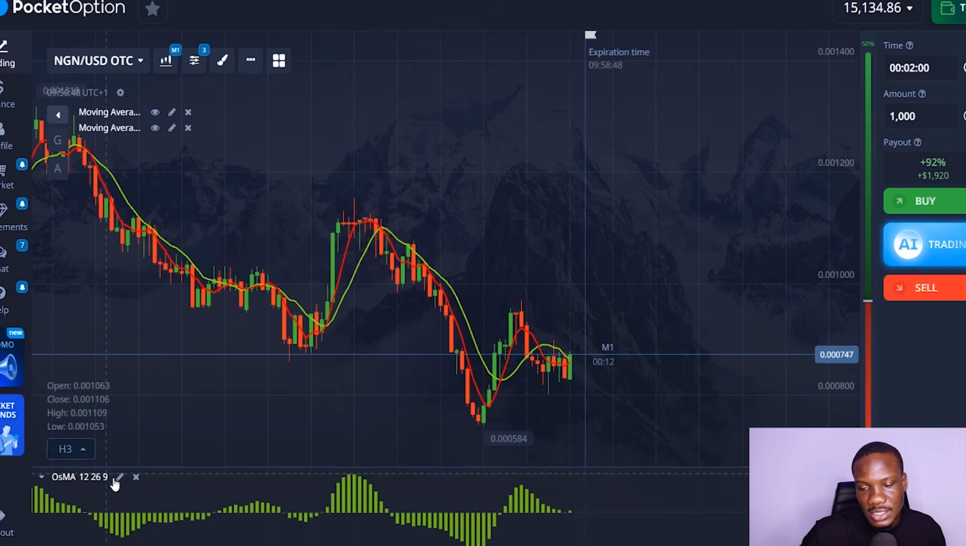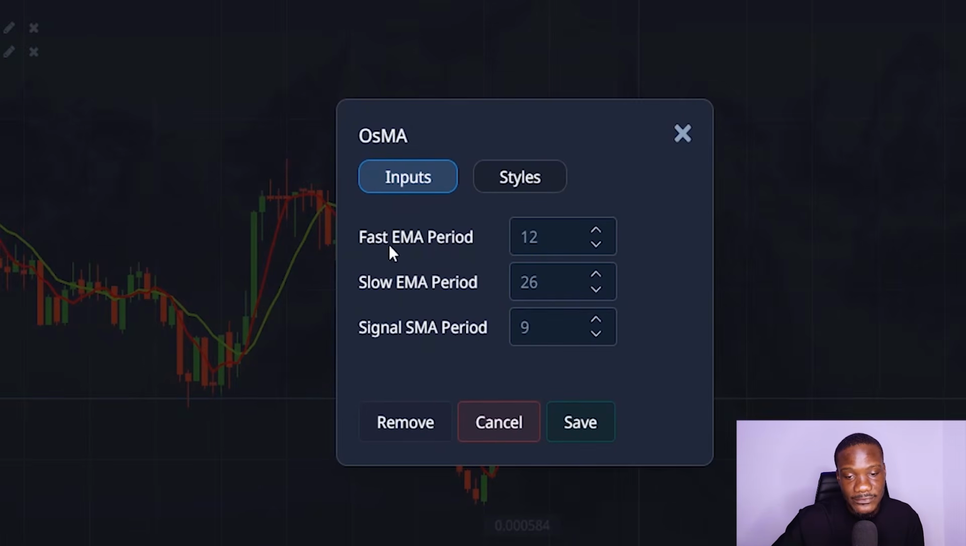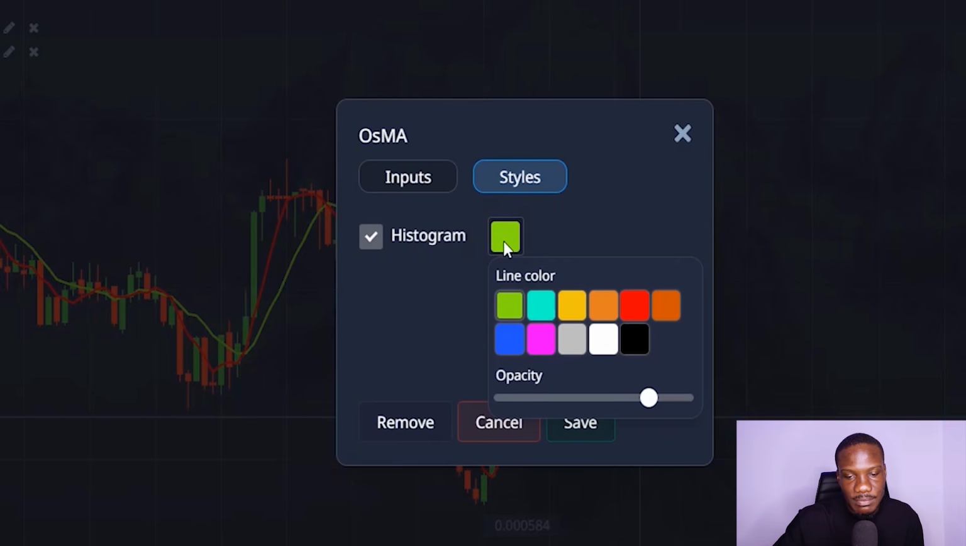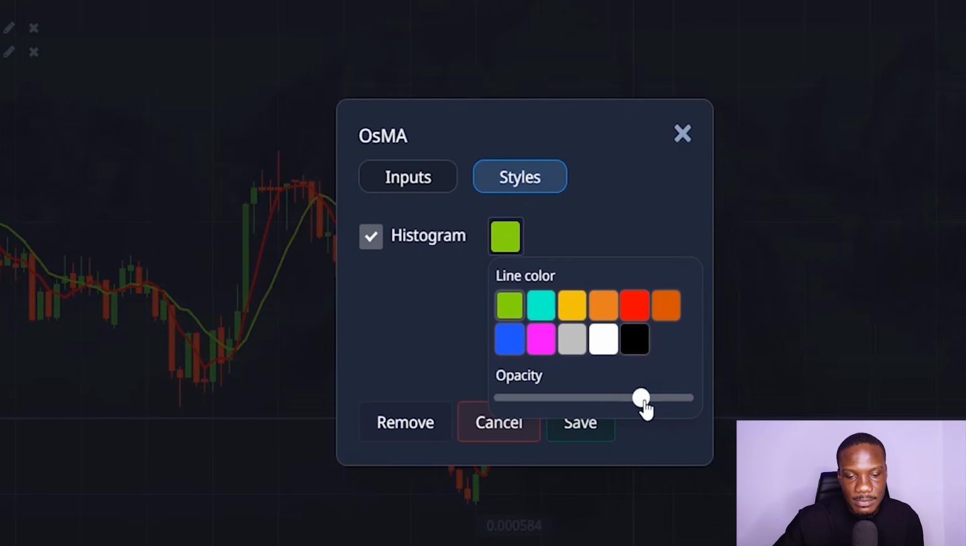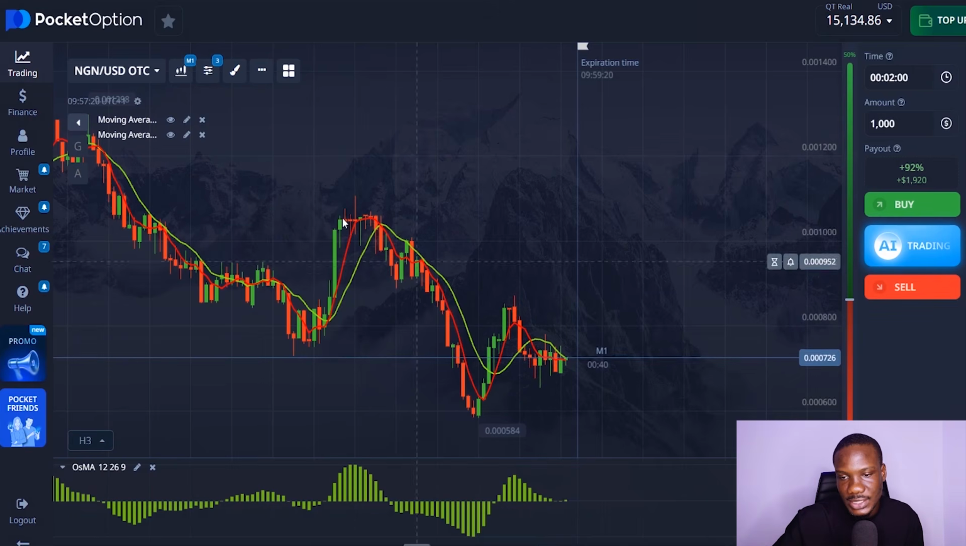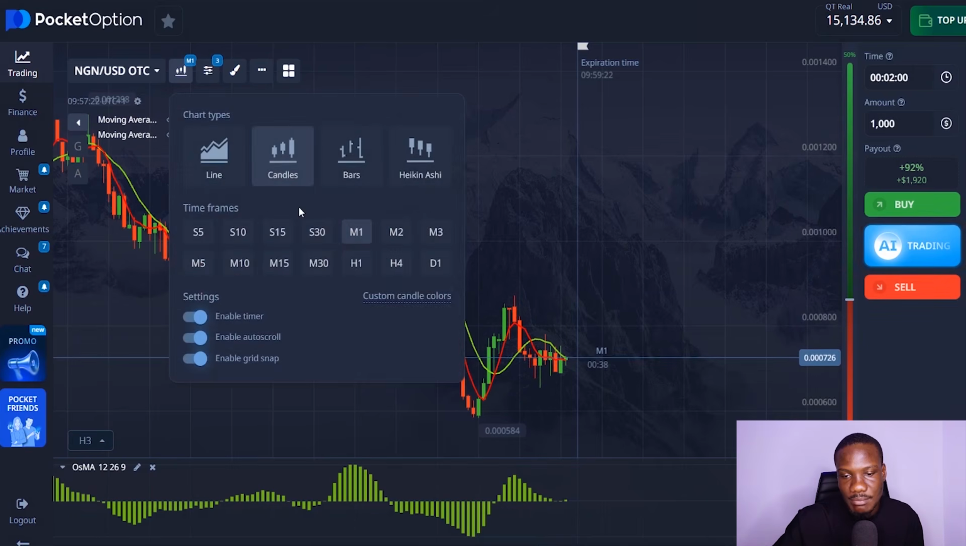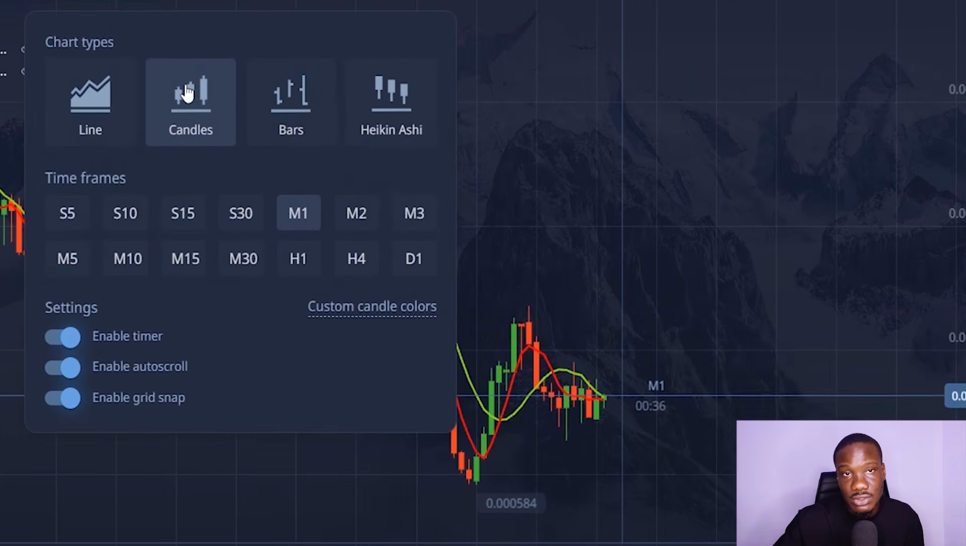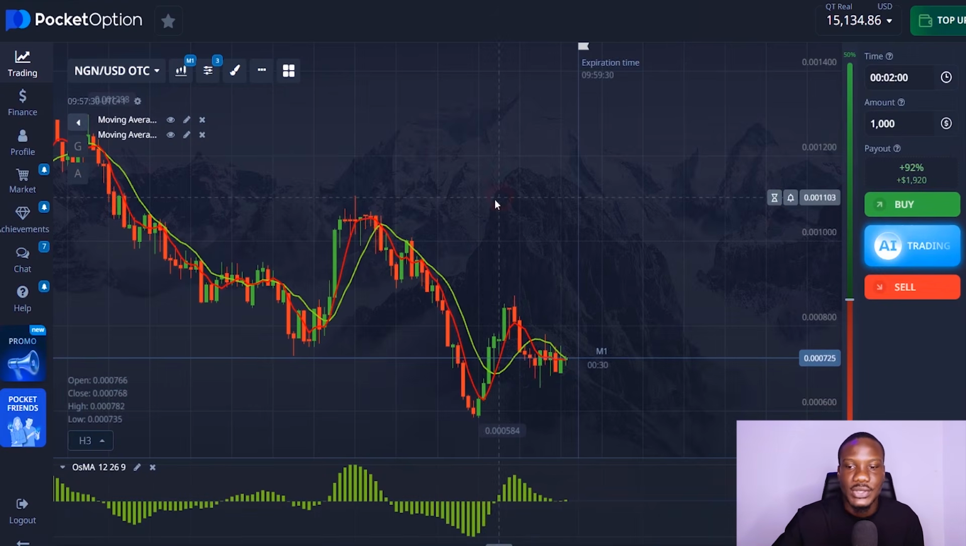So with my OsMA indicator, it came with the default settings with the fast EMA period of 12, the slow EMA period of 26, while the signal SMA period is 9. Right here on the style level, I will be using a green color and I'll be taking my opacity just a bit up like this because I want it to pop right on the chart. So when I'm done, I just click on save. With this strategy, I'm going to be using a 1 minute candle time frame and I'm going to be using the normal Japanese candlestick. I hope you're getting that right.